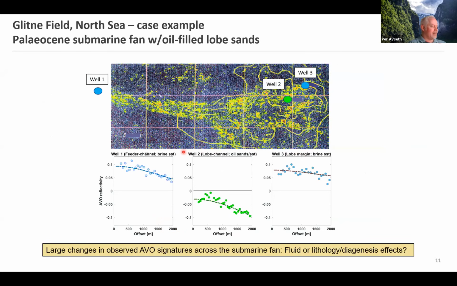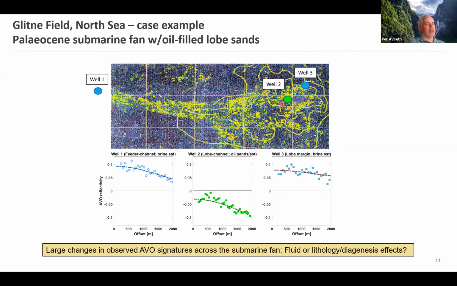So let's go to this Glitne case example. The Glitne field is in the southern North Sea, and this shows a reflectivity map along the top reservoir horizon, called the top Heimdall. What is yellow here is just reflectivities, a near stack reflectivity map. And then you see 3 wells. One of them is actually outside the map, but you can see that it's penetrating the feeder channel. And that was a brine or a dry well.